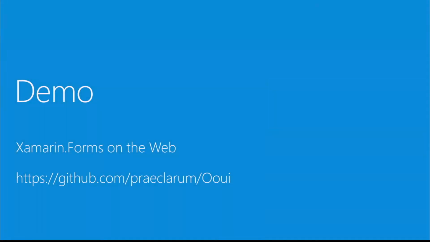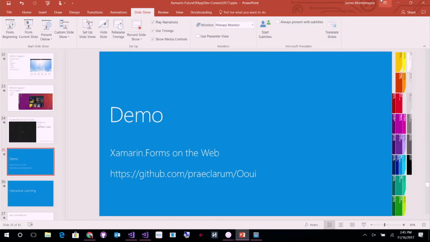So I want to show you, I'm going to put the GitHub up here, and it's essentially Xamarin Forms on the web. And it's called Ooey. That's how you pronounce that. Ooey. He made sure that I said it really loud. So let me show you what that looks like.